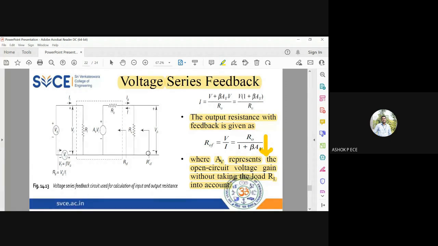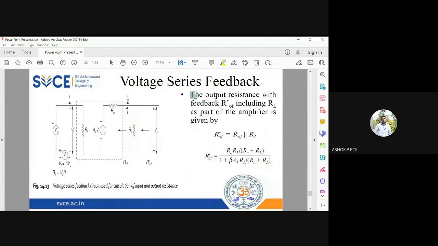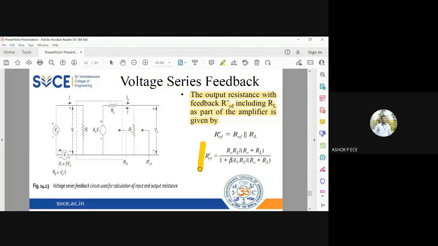And there is one more component called R naught F dash, and R naught F dash is going to be including RL. So R naught F dash is going to be R naught F parallel to RL. So till this it is R naught F, and I have RL in parallel. So R naught F dash will be the parallel combination of these two. R naught F value we know. Substitute that and you can get the value of R naught F dash. It is including your RL.